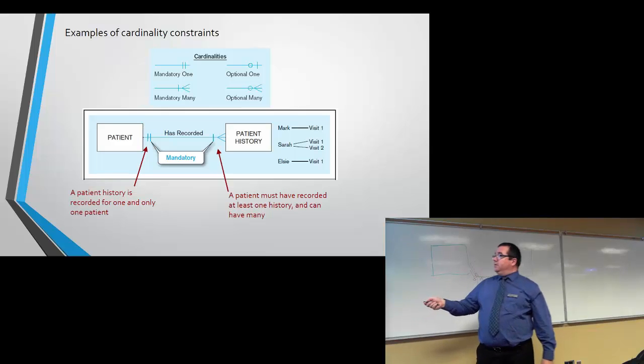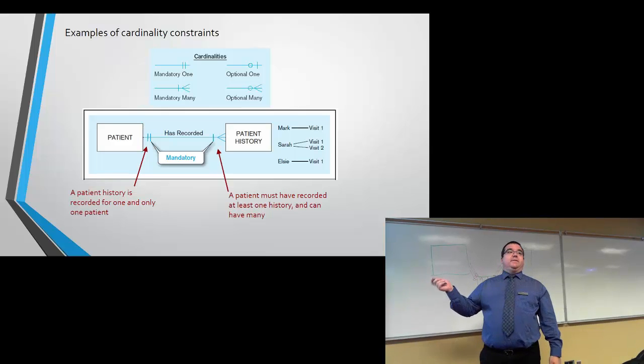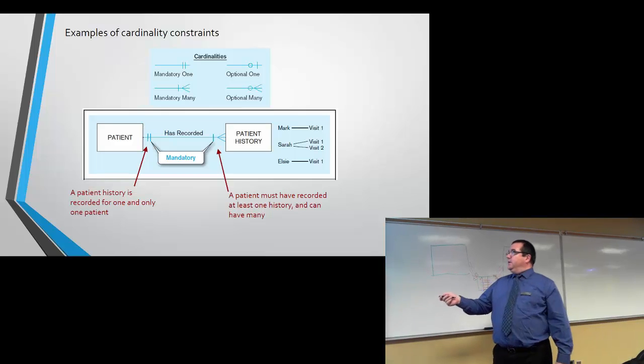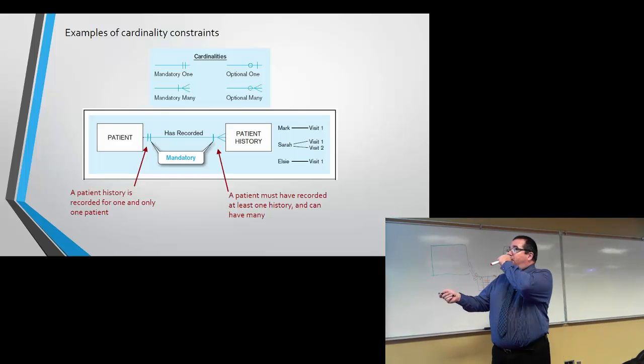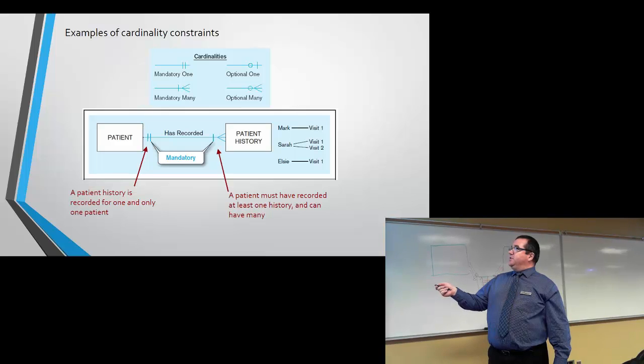So normally, by the way, this is right out of the textbook, that's why the slide's this way. They use this as the example to show you. But realistically, a patient can have 0 or more history. So instead of having the solid line, the crow's foot, you'd have this up here. So you'd have the circle and the foot. The circle here and the bird's foot there. That means a patient can have 0 or more history.